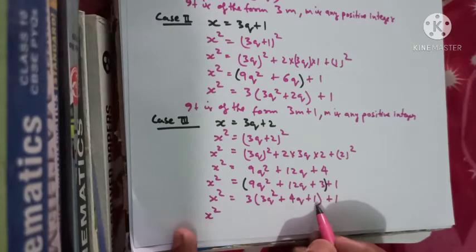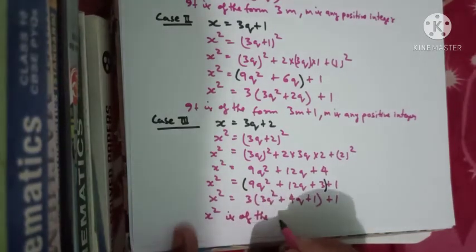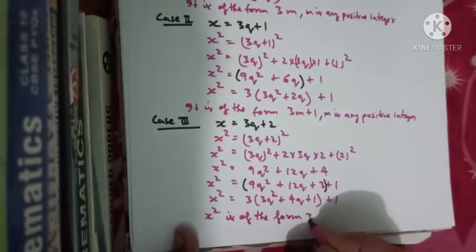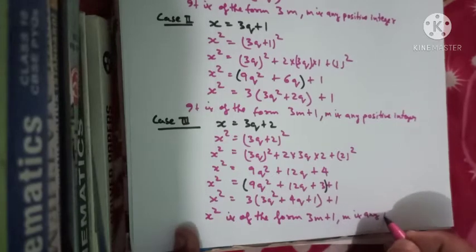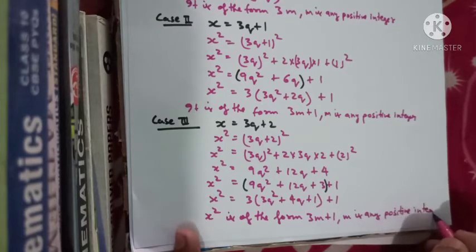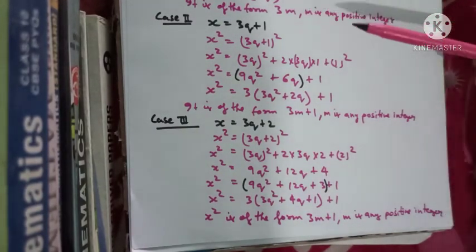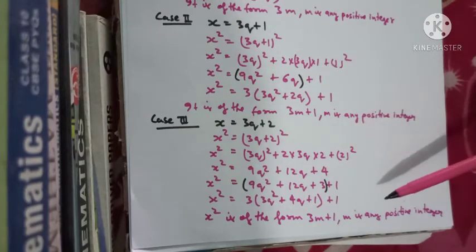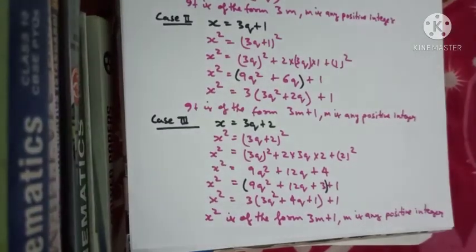So clearly it is showing that if 3q square plus 4q plus 1 is m, that is any integer m, we can clearly say that x square is of the form 3m plus 1, where m is any positive integer. So in this question we have shown that the square of any positive integer is either of the form 3m or of the form 3m plus 1, hence proved.